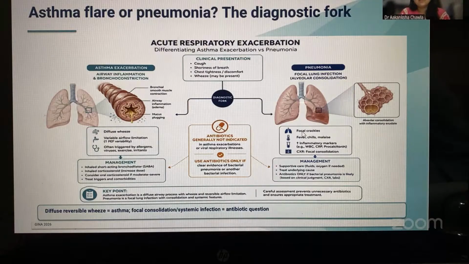Now, if the patient has a pneumonia and it is an infective exacerbation, then of course the typical symptoms of pneumonia and infection like fever, chills, malaise. Patient may have crepitations also on examination. The typical blood picture would have increased TLCs, maybe an increased CRP or procalcitonin, and chest X-ray may also show you a consolidation. So, of course, the management is going to involve initiation of antibiotics, but supportive care is also needed, and you have to give these patients as well the appropriate bronchodilators and corticosteroids if needed.